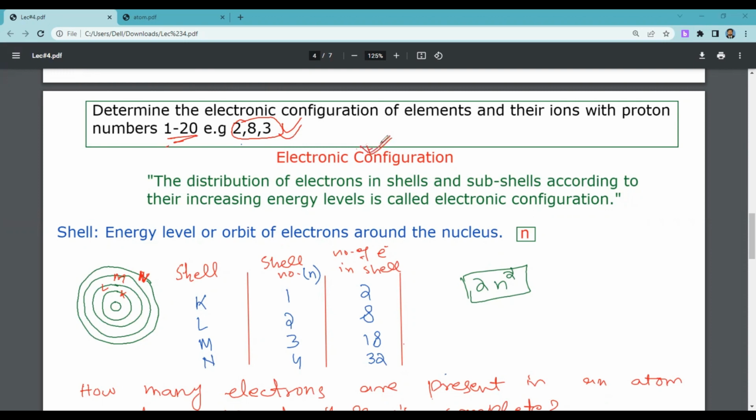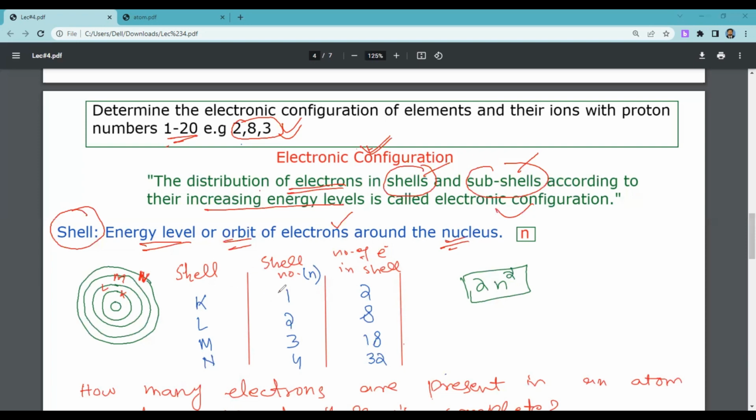What is electronic configuration? Electronic configuration is actually the distribution of electrons. Distribution of electrons in shells and subshells according to their increasing energy levels is called electronic configuration. Now here are two terms, shell and subshell. What is meant by shell? Shell is actually the energy level or orbit of electrons around the nucleus in which electrons are present.